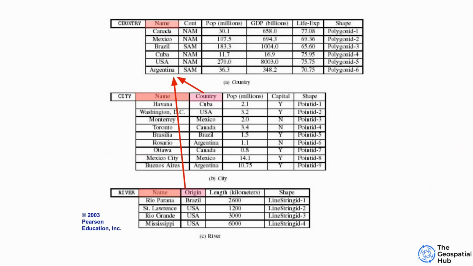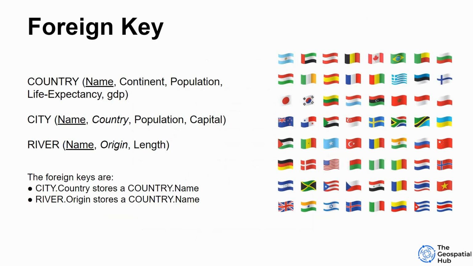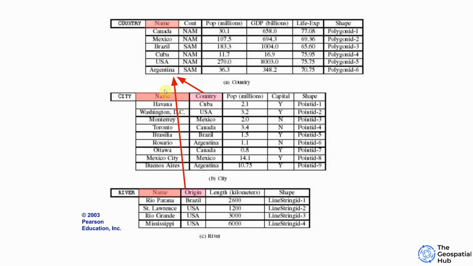So this is a visual representation of what we had earlier. We have a table. This is the country table, this is the city table, and this is the river table. Now this is the unique identifier, which is the primary key for the country table, the country.name. The same thing with the city. The city.name is the way to uniquely identify every item in the city table, and the same goes for the river.